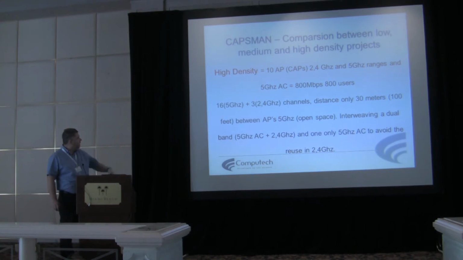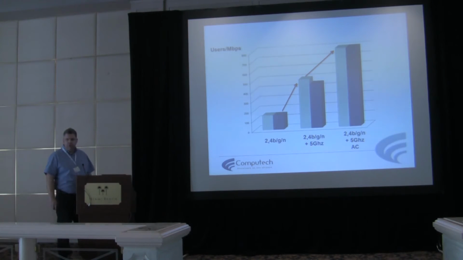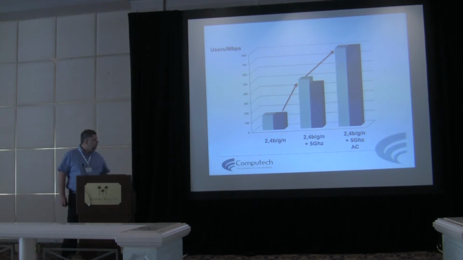High density using AC is basically the same. You can do 10 APs, 800 megabits, 800 users, the same channelizing, 16 channels of 2.4 plus 3, and almost the same way to project. So when you have open space, you have to respect the distance between 2.4 APs. Here we can show you a graphic using the 3: low, medium, and high density.